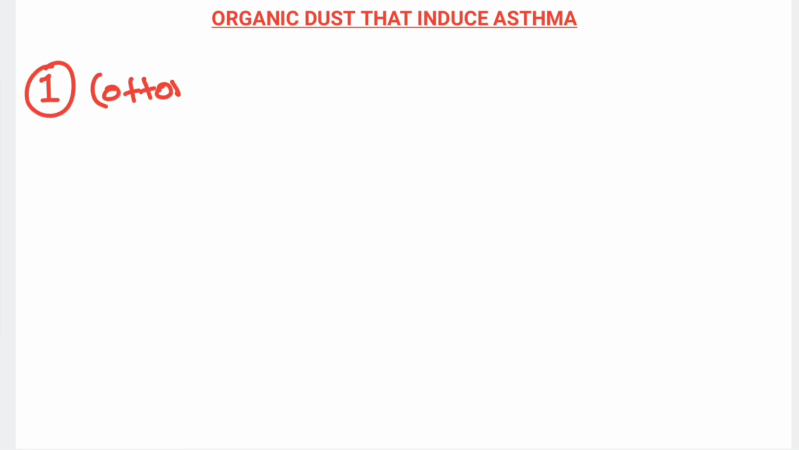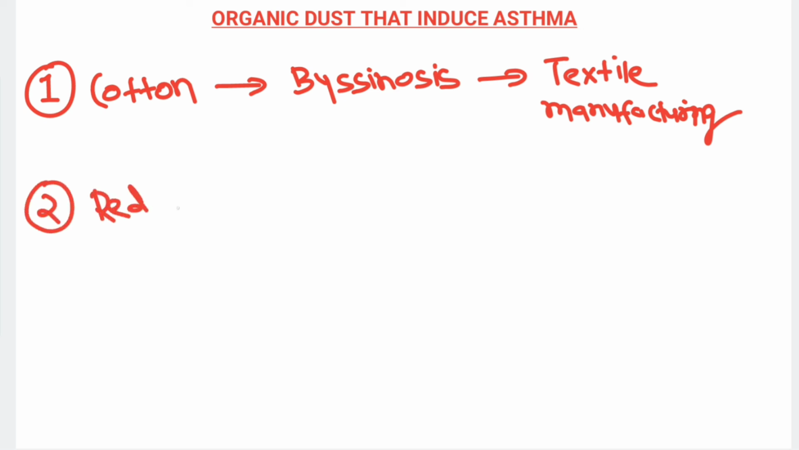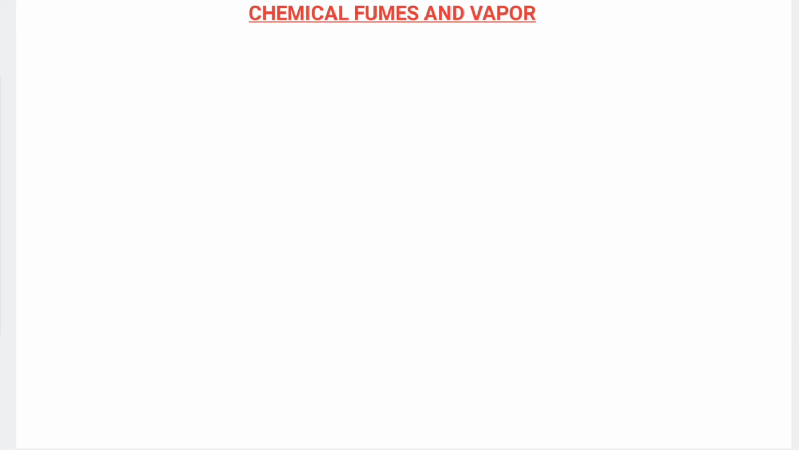All right. Now let's see the organic dust that can lead to development of asthma, like that of hypersensitivity type 1. So the first exposure is cotton, which can lead to development of byssinosis. And the exposure can be by textiling or manufacturing. So textile manufacturing puts you at the risk of development of byssinosis. Then red cedar dust can lead to development of asthma, and that is seen in carpentry or lumbering. So this is the example of organic dust induced asthma.